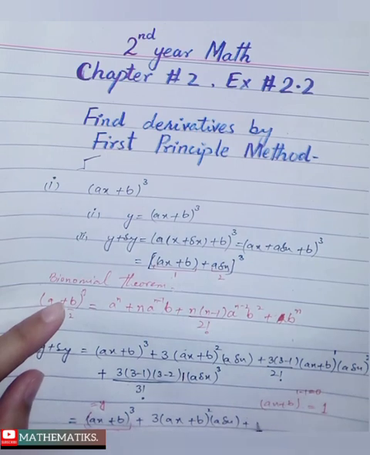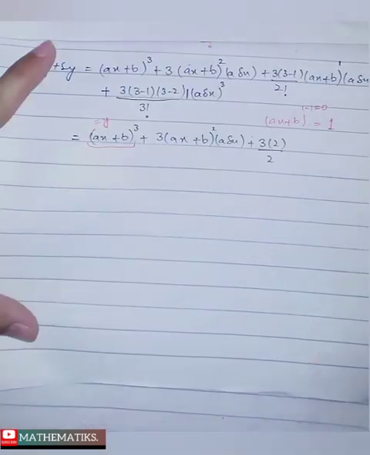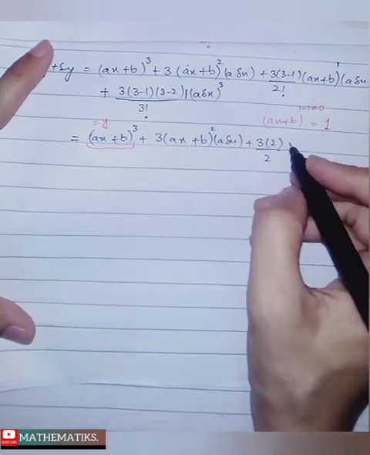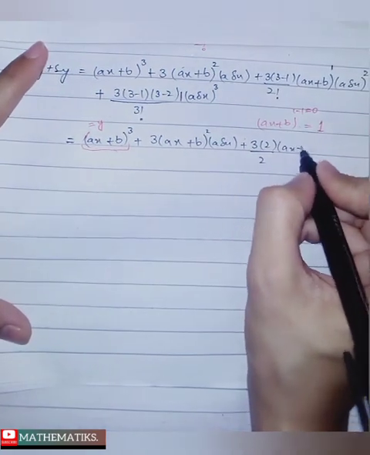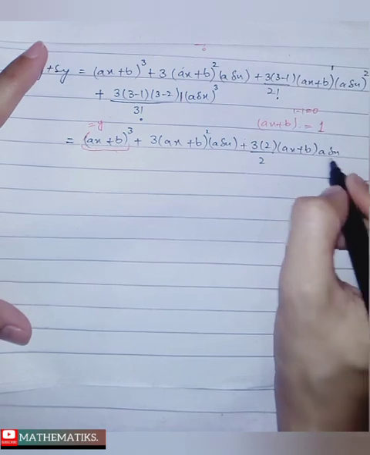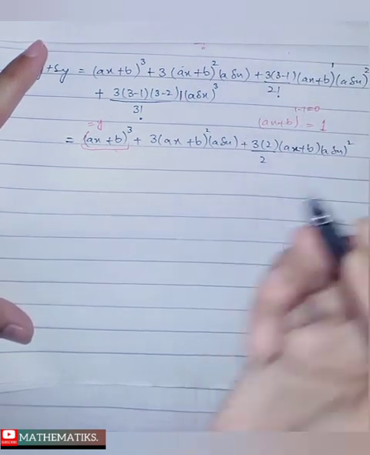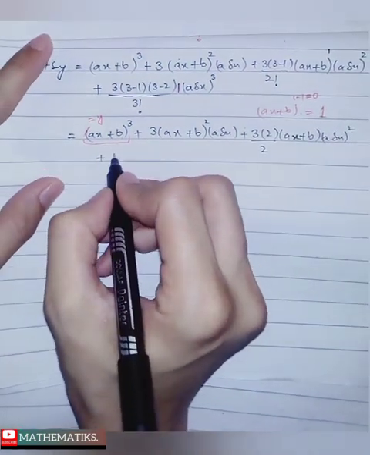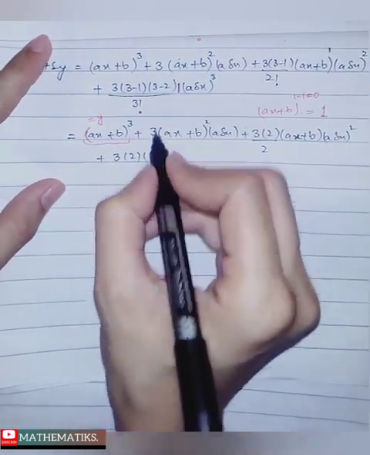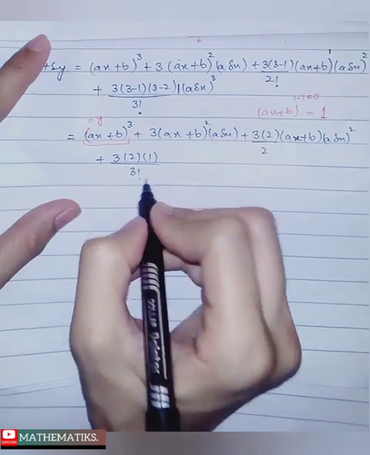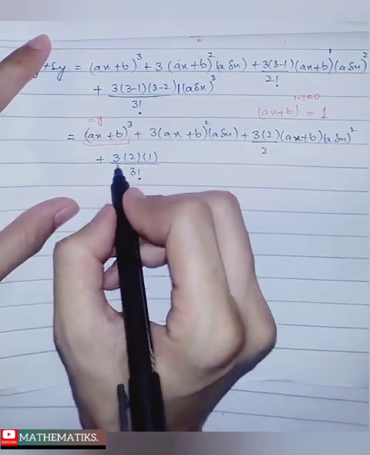Plus, here we get 3 multiplied by 2. The factorial of 2 is equal to 2, so 3 into 2 divided by 2 into (ax + b) into (a delta x) whole square. The power 1 we can write or not, it doesn't matter, because we have written the factor as well. Plus 3 into 2 into 3 minus 2, which is 1. So you can note that 3 factorial can also be written as 3 times 2 times 1.